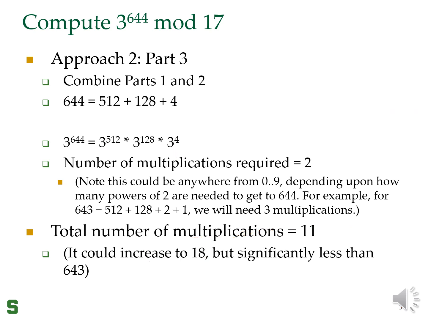Now the key here is the number of multiplications I needed was significantly lower than what I needed for approach 1. In approach 1, I needed 643 multiplications. Here I needed no more than 18.